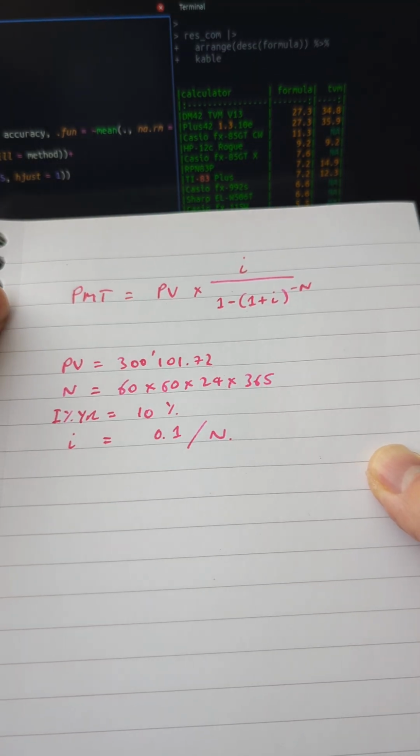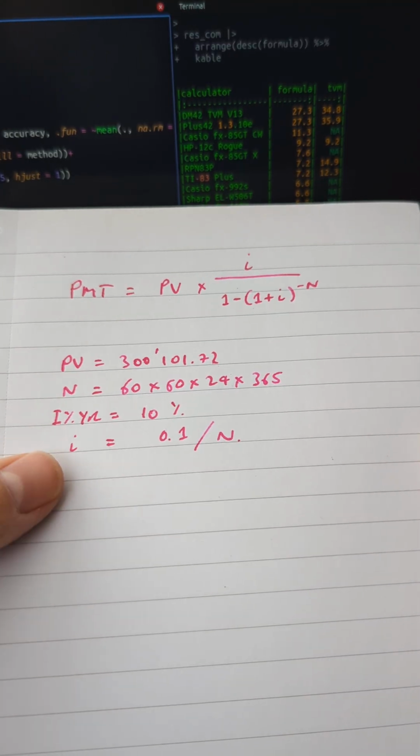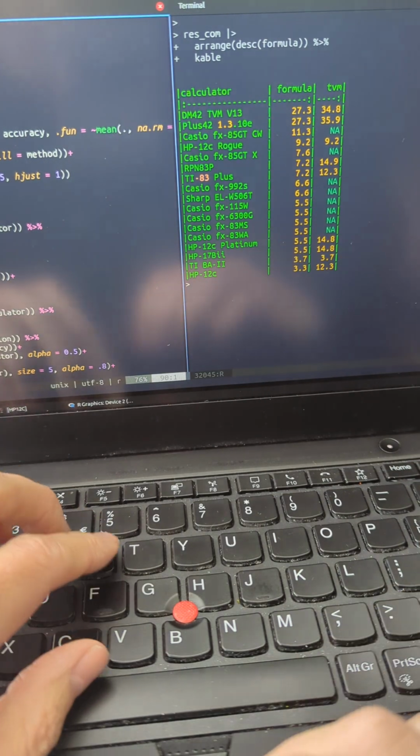And in theory, the TVM solver should be optimized for this kind of problem. So we got some results here.